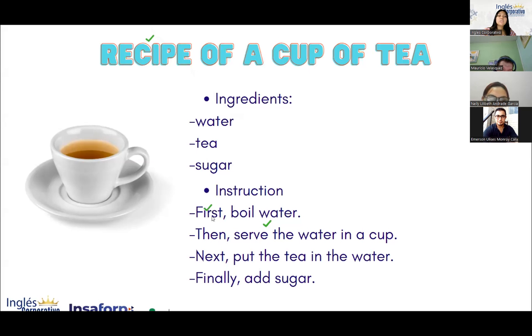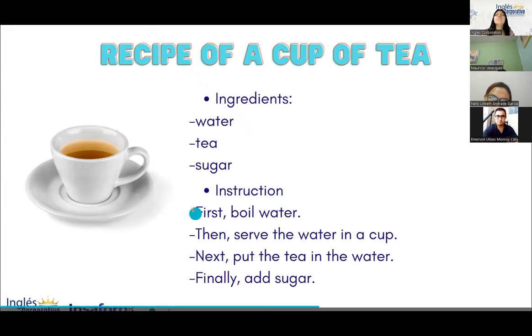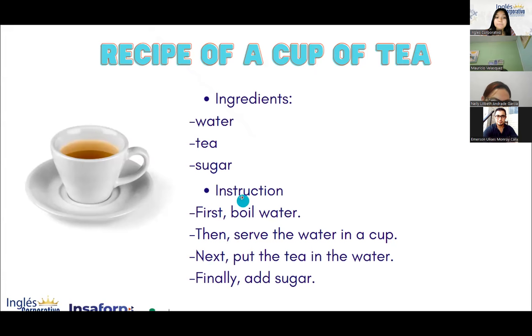All right, guys. Remember, this one is first. And this one is recipe. Recipe. Perfect. This was the recipe of a cup of tea. You see? So we have first the ingredients and then we also have the instructions. So we can use adverbs to talk about instructions or steps. In a recipe, in a training manual, whatever thing that you actually describe. You can use adverbs of sequence to describe processes.